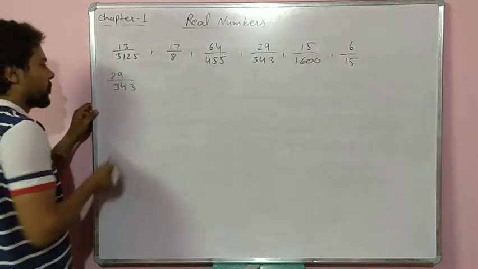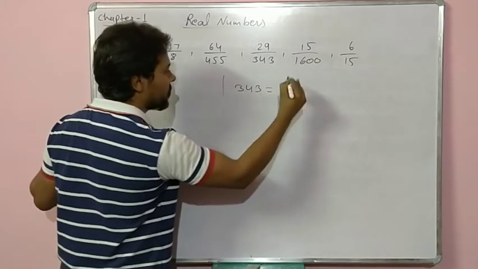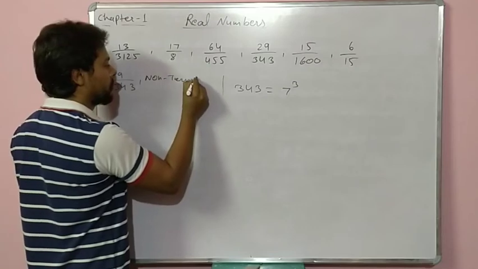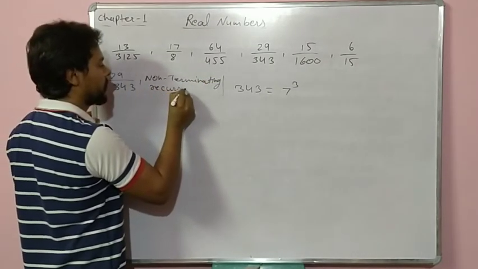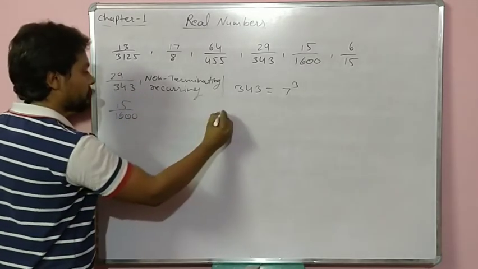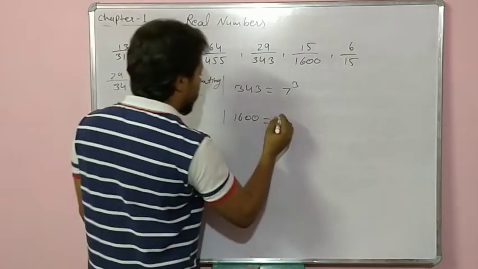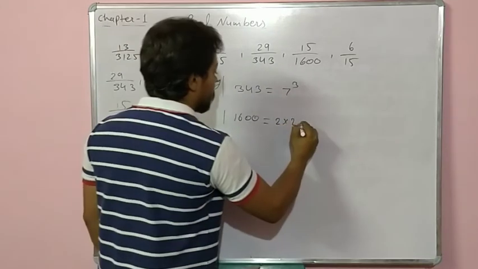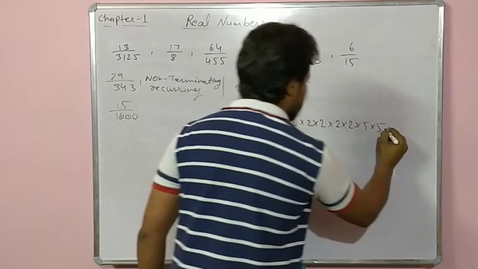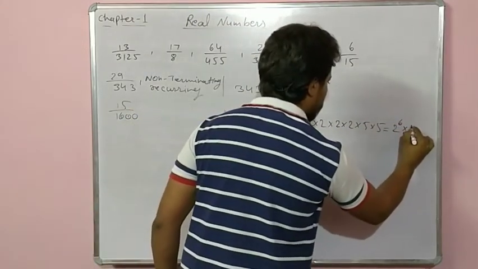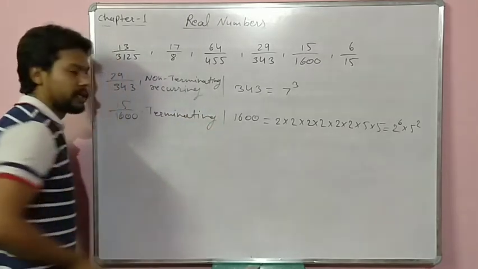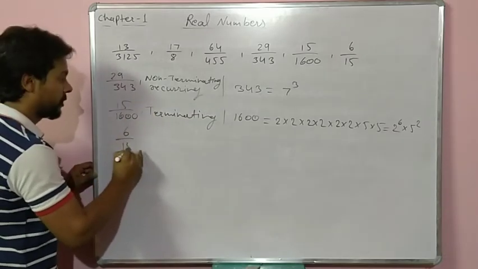29 by 343. Okay, we all know 343 is the cube of 7, right? So it will have non-terminating recurring. Okay, now next is 15 by 1600. What is it? 1600 equals 2 into 2, 16 into 2 into 2 into 5 into 5. So that is 2 to the power 6 into 5 to the power 2. Correct? So it is terminating.